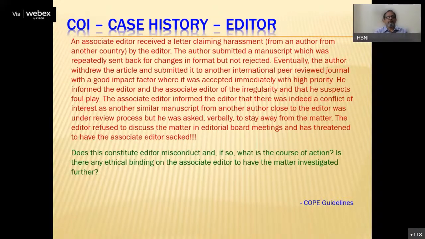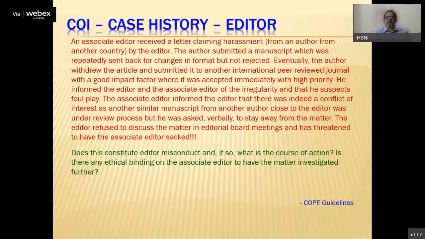Okay, so he informed the editor and the associate editor of the irregularity and that he suspects some foul play. So the associate editor informed the editor that there was indeed a conflict of interest. Why? Because another similar manuscript from another author who was very close to the editor was under review in the same journal. In fact, this associate editor was verbally asked to stay away from the matter. The editor refused to discuss the matter in the editorial board meetings and also threatened to have the associate editor sacked.